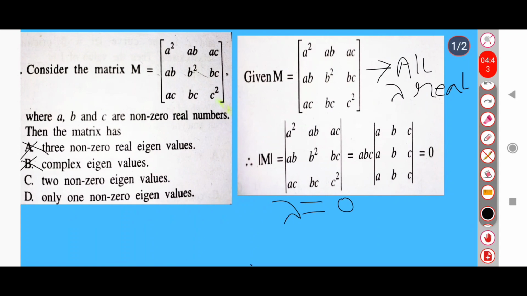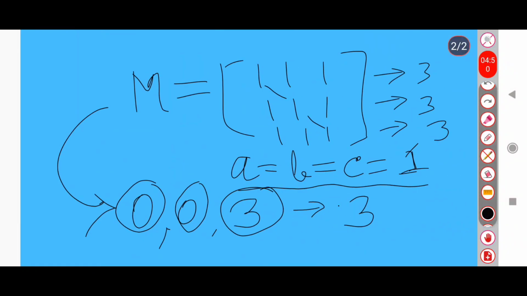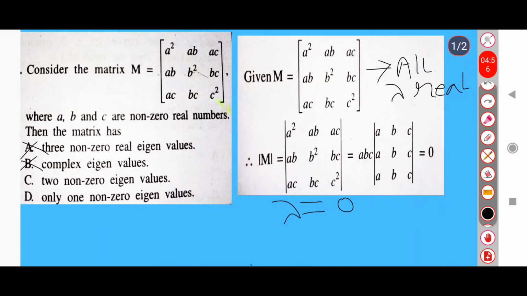But option C says that there are 2 non-zero eigenvalues. So here we get a matrix M whose 2 eigenvalues are 0. So option C will also be false. So the correct option will be D.